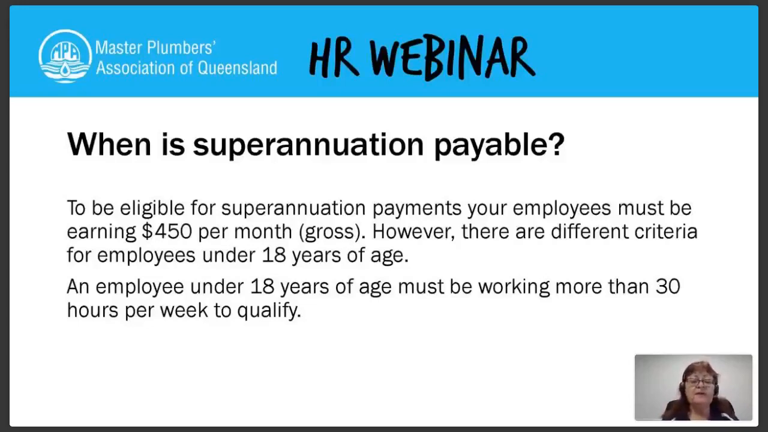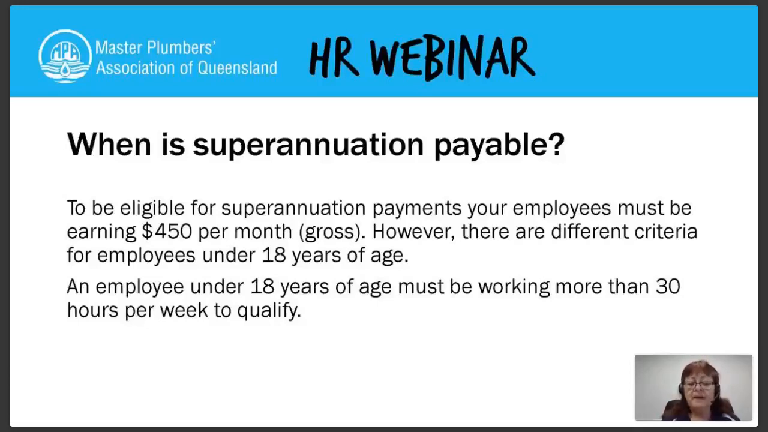So if an employee is under 18 years, they must be working at least 30 hours a week to qualify for superannuation payments. Therefore, if you have a school-based apprentice or a school-based trainee working for you, they may not qualify for superannuation until they become a full-time employee. If you have any questions in relation as to whether your employees are eligible for superannuation or not, please give me a call here at the office or send me an email and I'll go through that with you.